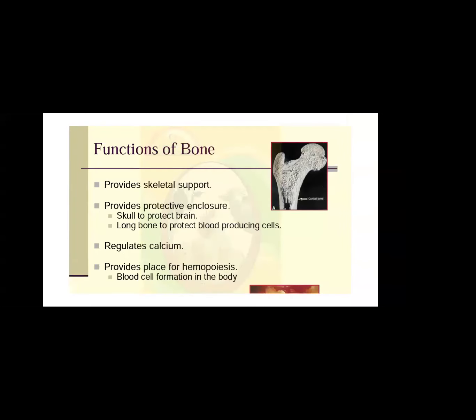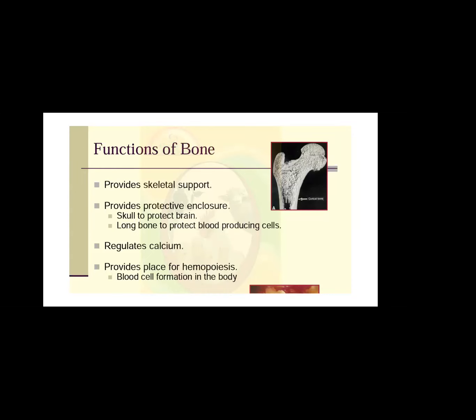Functions of the bone. Okay. So firstly, they provide skeletal support. Without bones, we would basically be wobbly cells moving about, but with bones we have this stable structure, and all animals as well. All vertebrate animals have the same. It also provides protective enclosure. The skull protects the brain, of course, and the long bones protect the blood-producing cells.